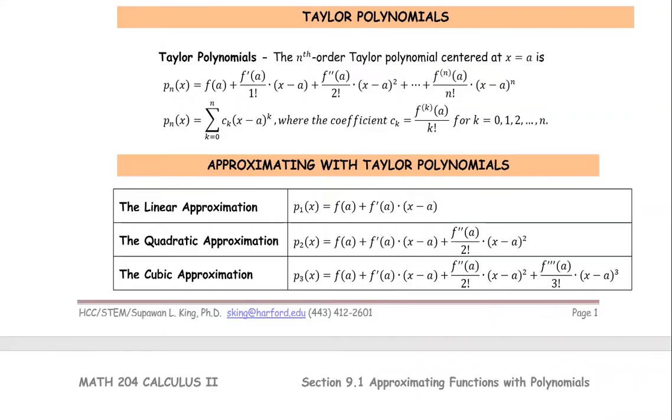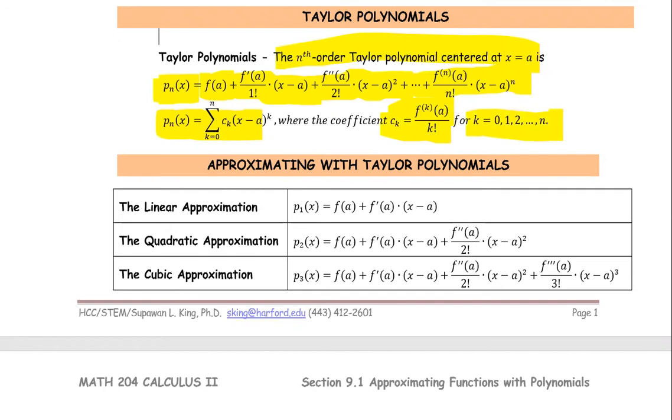The Taylor polynomial centered at x equals a is of the form Pn of x equals f of a plus f prime at a over 1 factorial times (x minus a) plus f double prime at a over 2 factorial times (x minus a) to the second, up until the nth term, which is the nth derivative at a over n factorial times (x minus a) to the power n. In summation form, Pn of x equals the summation of c_k times (x minus a) to the power k from 0 to n. The coefficient c_k is the kth derivative of the function f at a divided by k factorial, for k equals 0, 1, 2, 3, up until n.